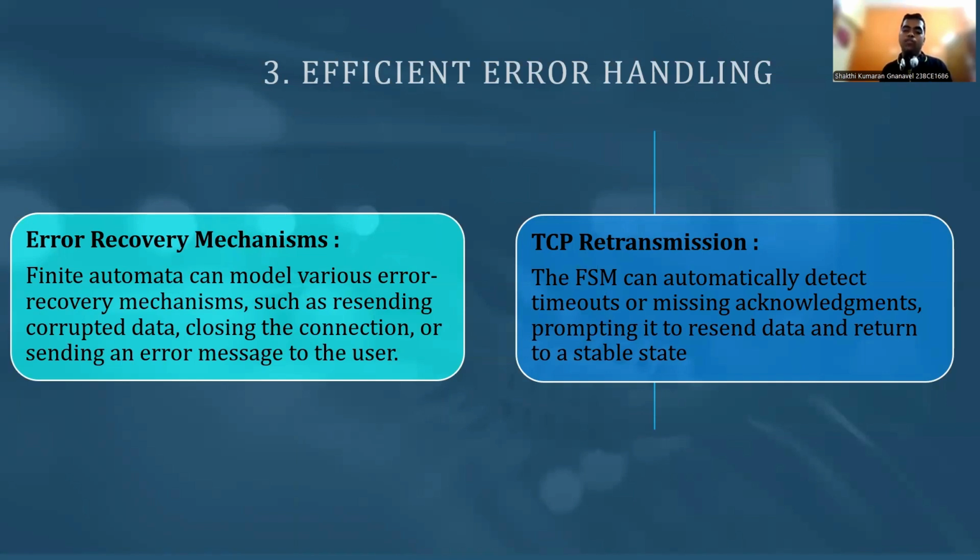In TCP retransmission, if a packet is lost or arrives out of order, TCP's FSM moves into a retransmission state, which involves resending the packet to ensure reliable delivery. The FSM can automatically detect timeouts or missing acknowledgements, prompting it to resend data and return to a stable state.